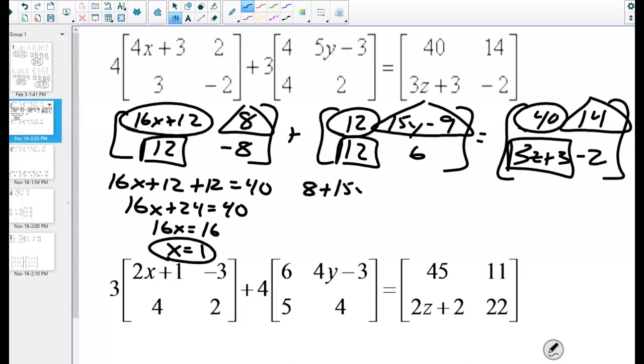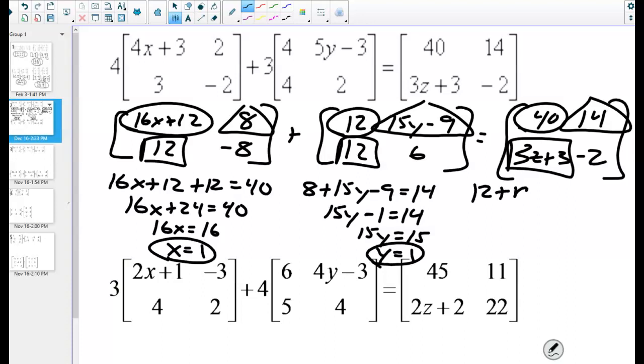8 plus 15y minus 9 equals 14. 15y minus 1 equals 14. 15y equals 15, and y equals 1. 12 plus 12 equals 3z plus 3. 24 equals 3z plus 3. 21 equals 3z, and my 7 equals z.